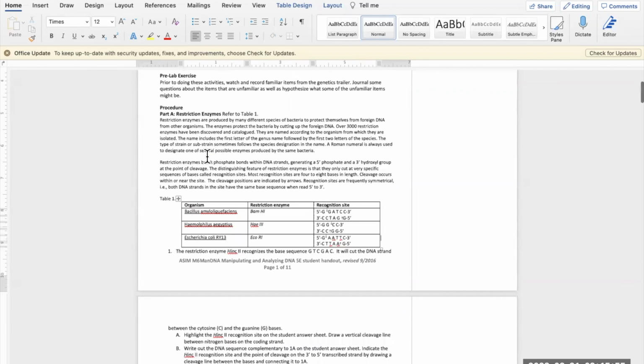Okay. Number 2 asks us to, we've already done that. The restriction enzyme EcoRI recognizes the base sequence GAATTC and cuts between the guanine and the adenine. So this is going to be a little bit different. GAATTC, here it is. So we're going to highlight here. We're going to make the other strand.